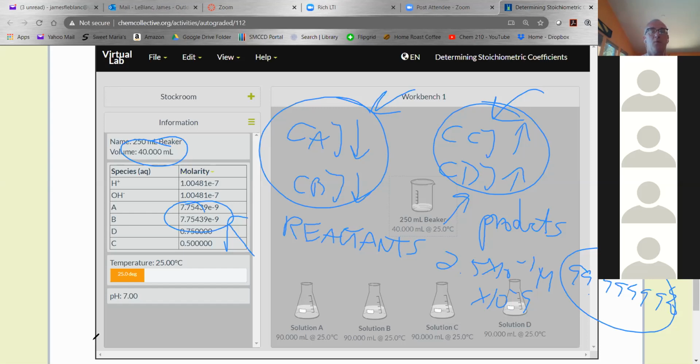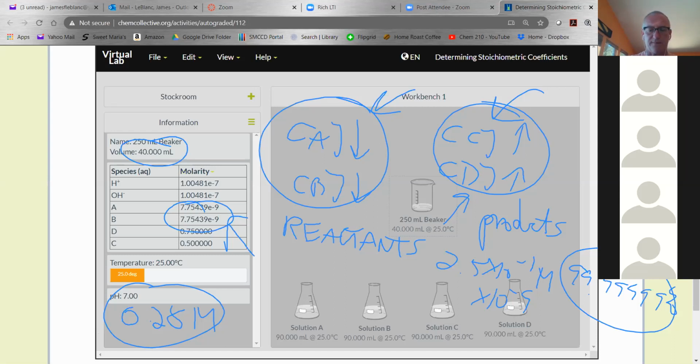So basically, what you need to do is, if your expected concentration is 0.25 molar, go from there. If you created product, it's going to be higher than that. If you've removed reactant, it's going to be less than that. And that'll tell you what your reactants and your products are. We can talk more about it at office hours tomorrow. Anybody else have any questions?